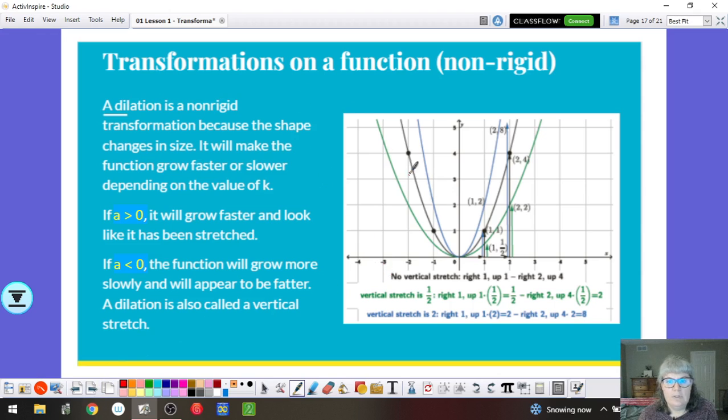And the stretches that we talked about, the geometric term for that is dilation. It's considered a non-rigid transformation because our graph does change shape. So when a is between that 0 and 1, it's going to be wider. It's going to look like it's shorter. And then when it's larger than 1, it's going to grow faster and it's going to look narrower, like it's been stretched.